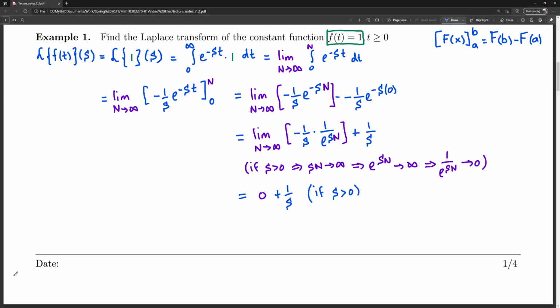And so if we summarize, we see that the Laplace transform of the constant function 1, written differently, capital F of s, is 1 over s. And this holds as long as s is greater than 0. So that is our final answer for our Laplace transform.